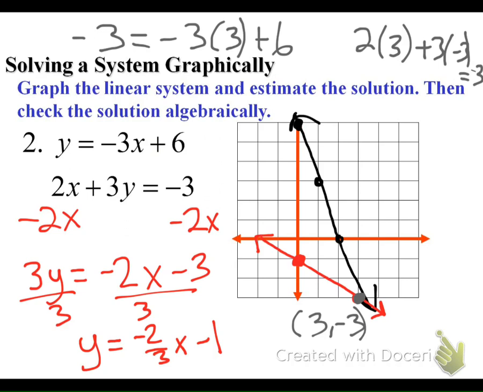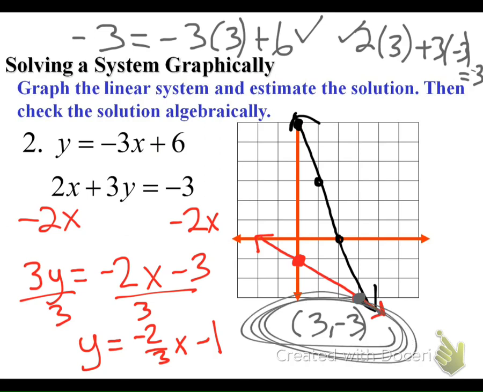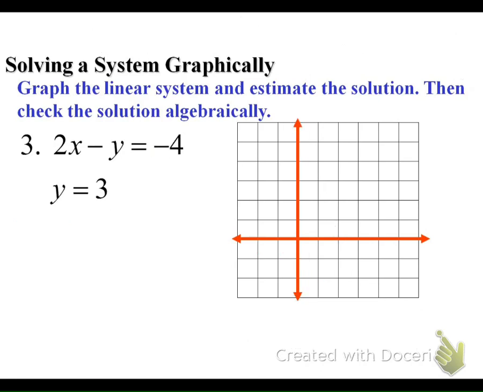I'm out of space again. Does it make those both true? Does it check out in both equations? Yeah, it does. In this one I get negative 9 plus 6 is negative 3. That's true. In this one I get 6 plus negative 9 is negative 3. That one's true as well. So check, check. It works. Even though my graph looks a little off, this is definitely the solution. What are your questions?